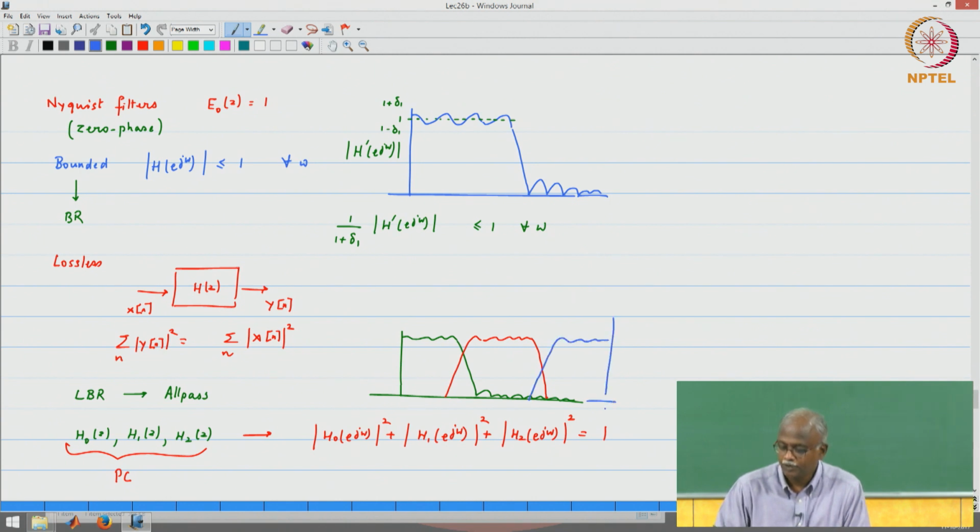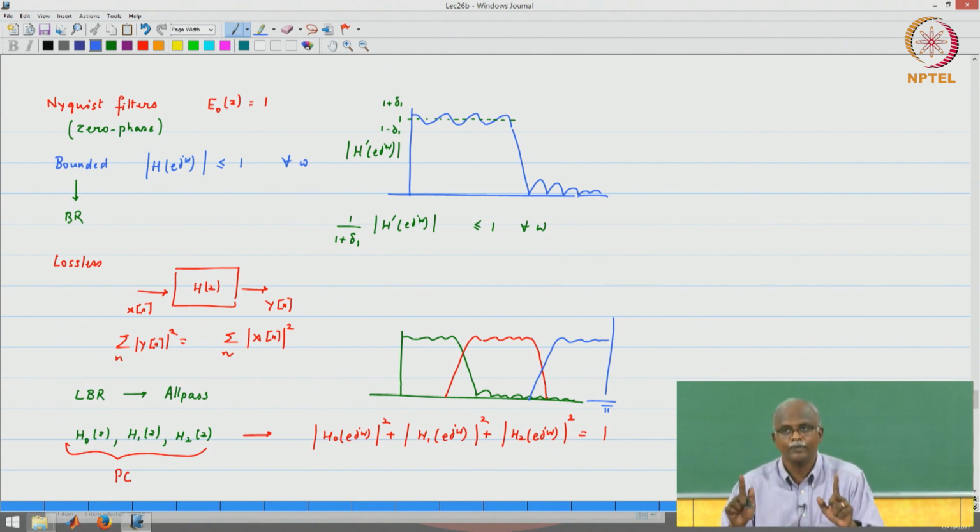Okay, this is all the way to pi. So you can visualize them as filters that look like low pass, band pass, and high pass, and so when you square and add them, they add up to a constant.